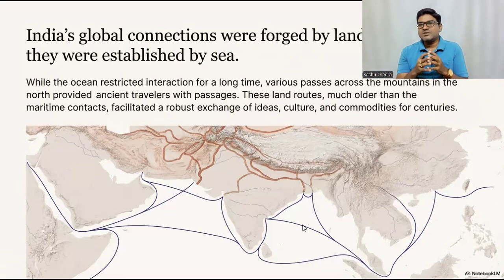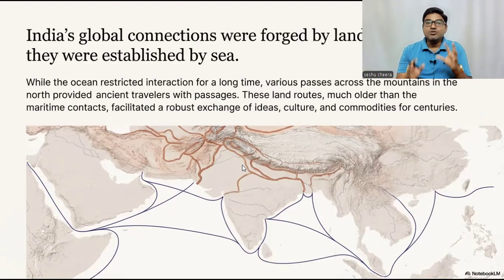Now that we have established the sea routes, we have seen the sea route coming from the Suez Canal, the blue lines showing the sea routes, but there were also land routes that existed from the mountainous region towards the western part to the Arabian Peninsula, and then from there towards Central Asia.